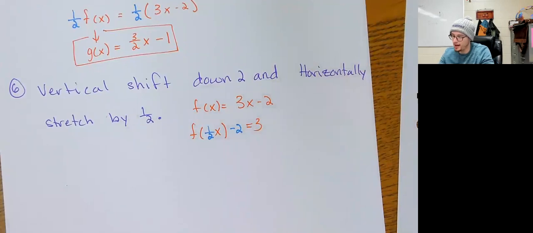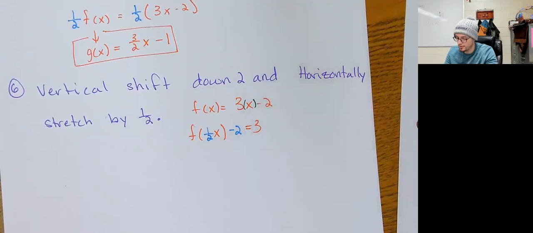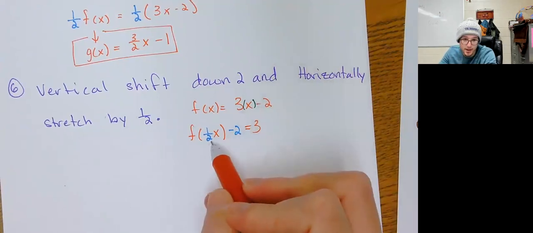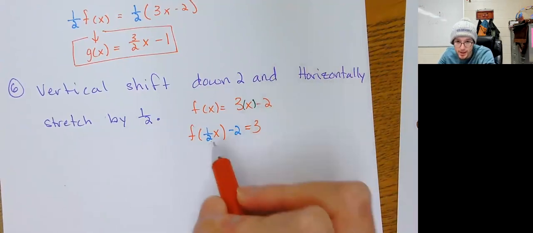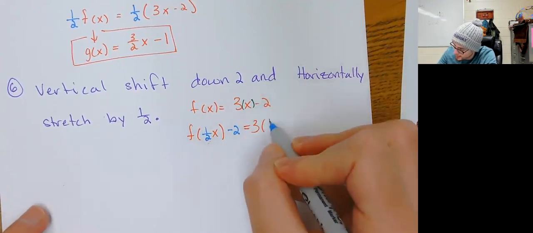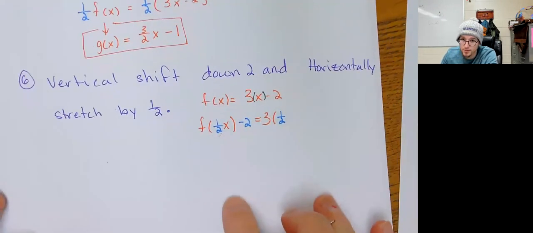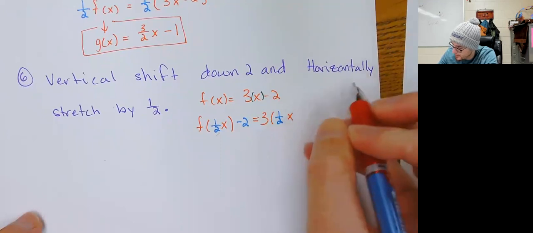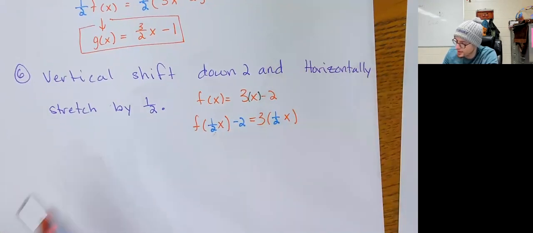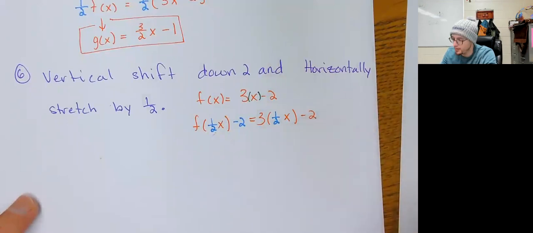Well, what it looks like, first off, is I don't have parentheses around my variable, so I need to put them. Because this is happening on the inside to the input only. So parentheses, 1/2. All right, and we got that. And then we are minus 2. Okay, so I am at an issue here.